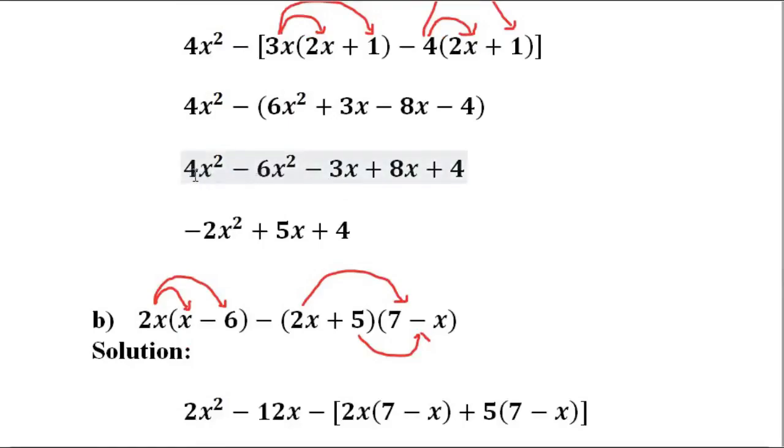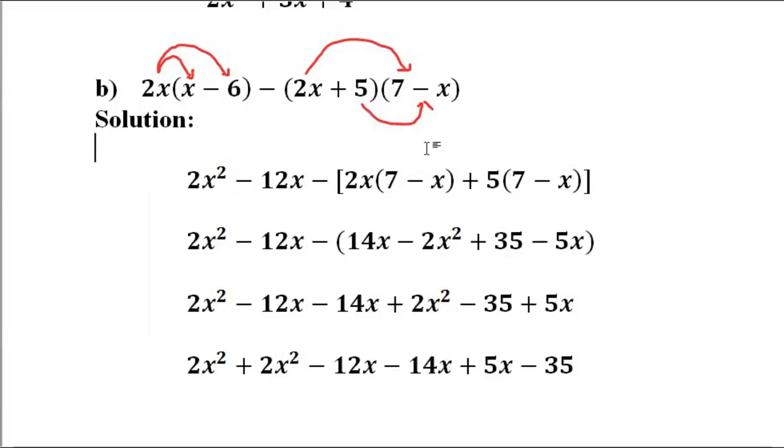Positive 4x squared, negative 6x squared gives us negative 2x squared. Negative 3x, positive 8x gives us positive 5x. Positive 4 as it is, which is our simplified algebraic expression.